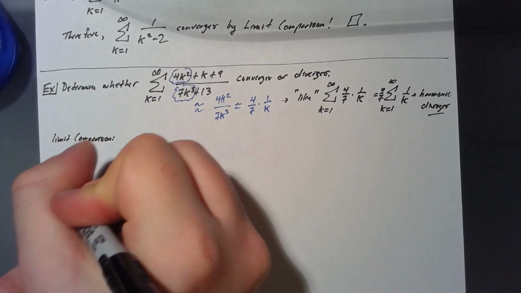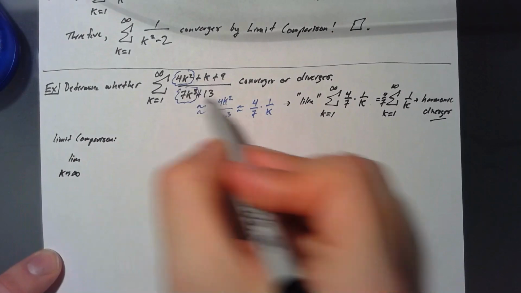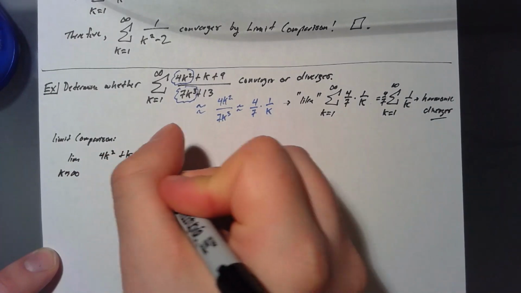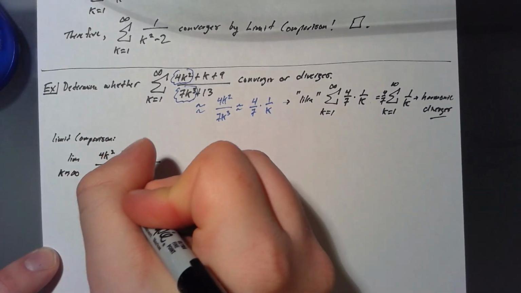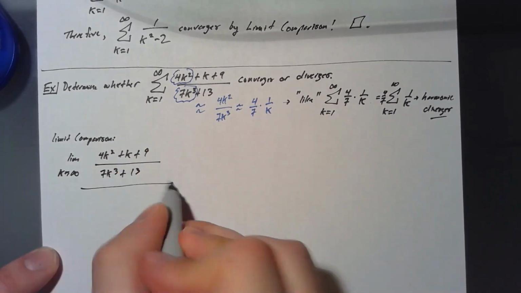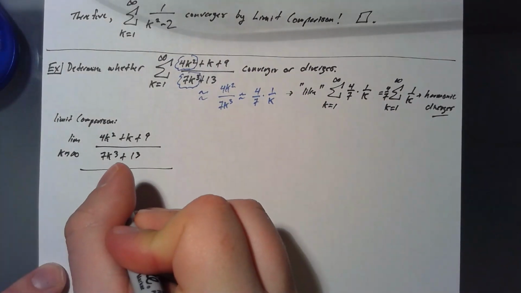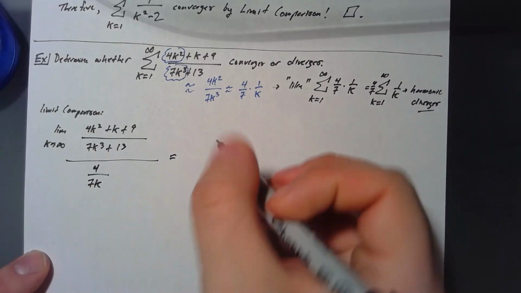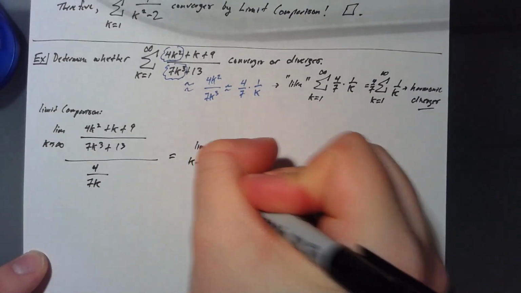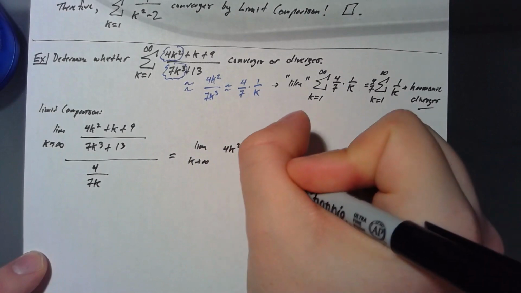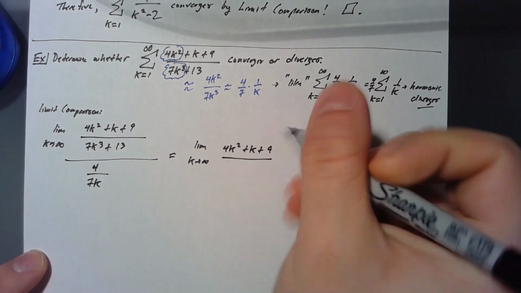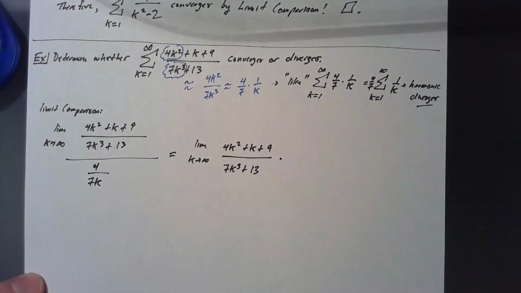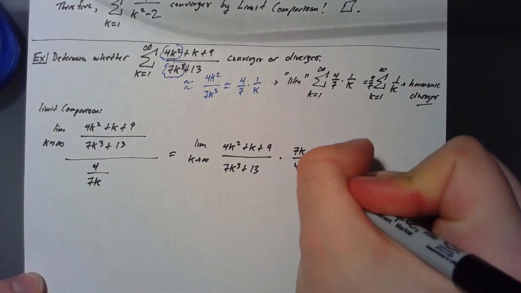So let's take the limit of a of k over b of k, all over 4 over 7k. All right, so bring this up as a reciprocal. Times, so the reciprocal of this, it's 7k over 4.